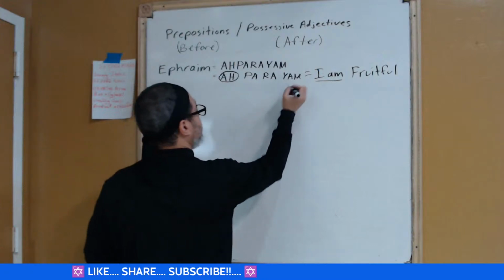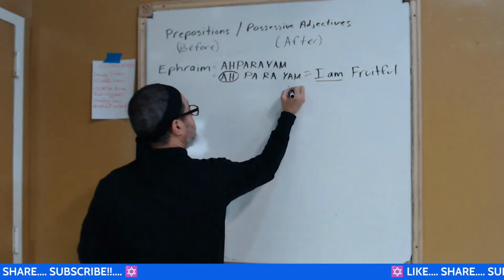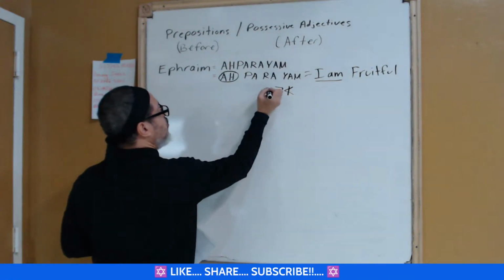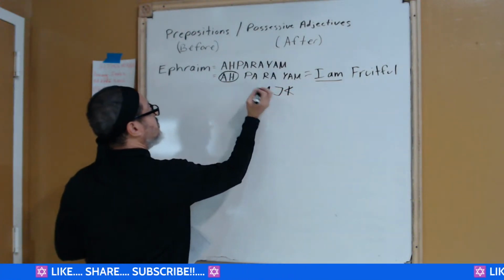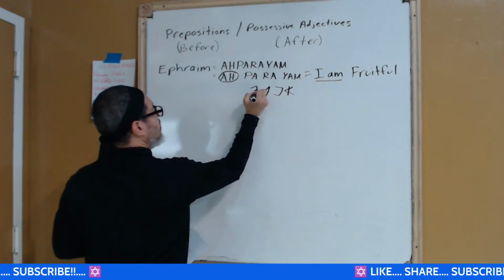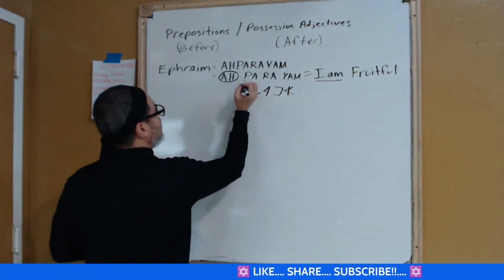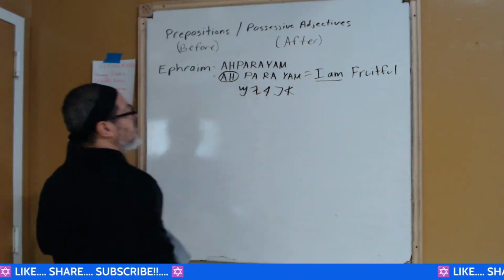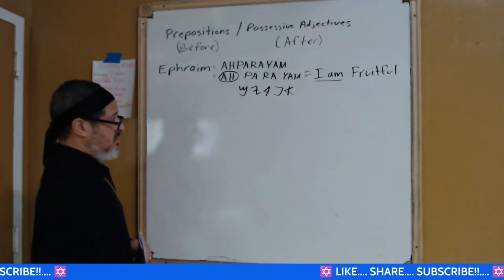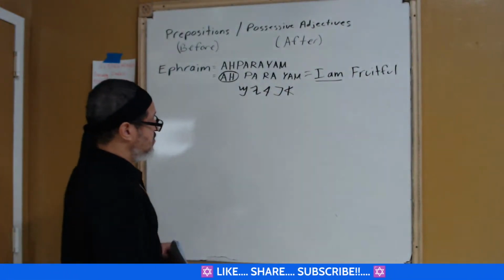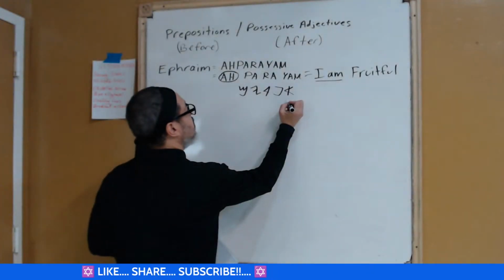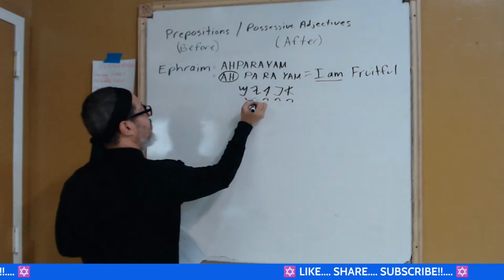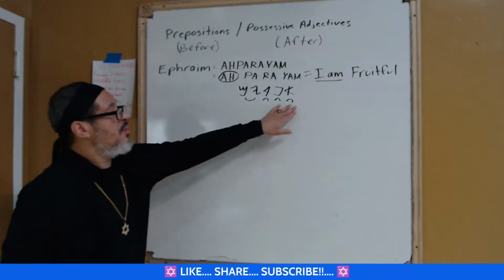it will be Ah, Pa, Ra, Ya. But how do we know how that's pronounced? We use our connectors. Ah, Pa, Ra, Yum. Aparium.